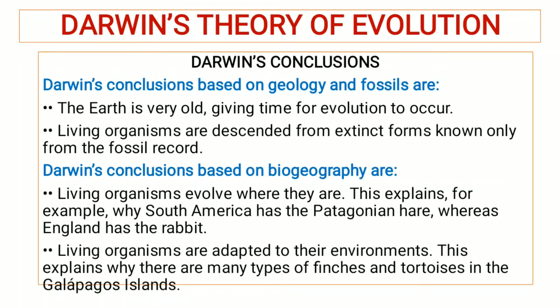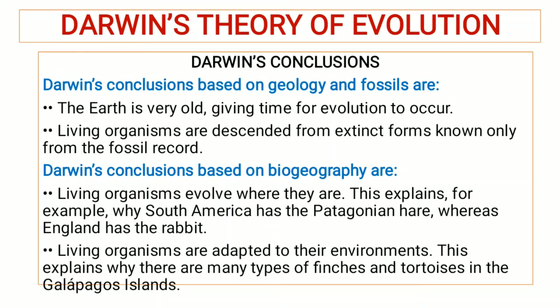Next are Darwin's conclusions based on biogeography. According to biogeography, living organisms evolve where they exist. For example, why does South America have the Patagonian hare whereas England has the rabbit? According to Darwin, populations of living organisms that get separated interbreed and adapt to their environment. So evolution occurs wherever the living organisms are present, and they are adapted to their environments.